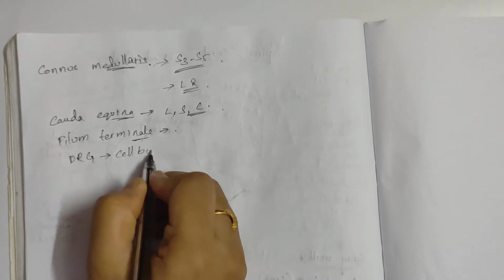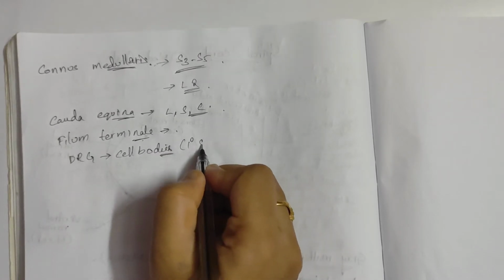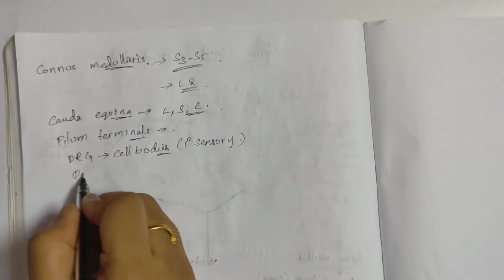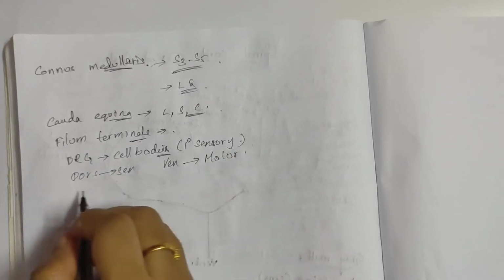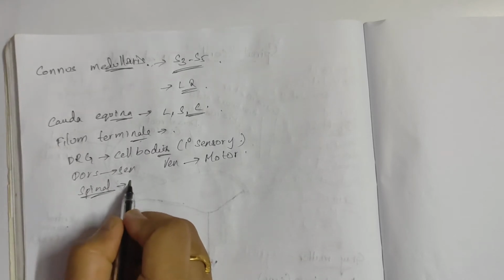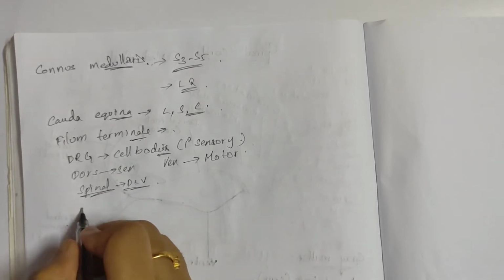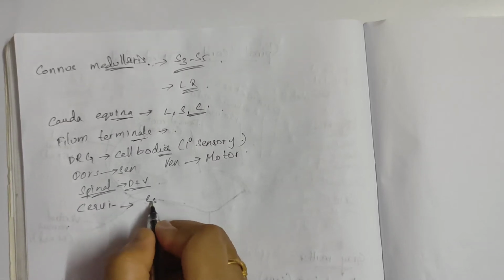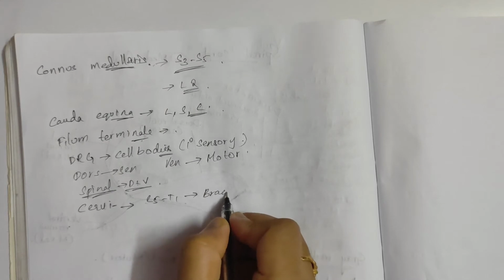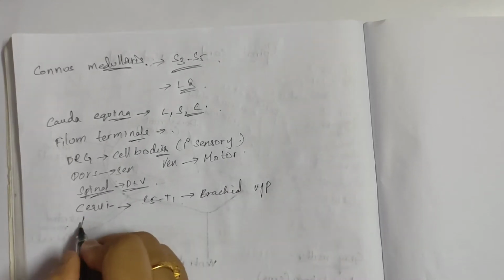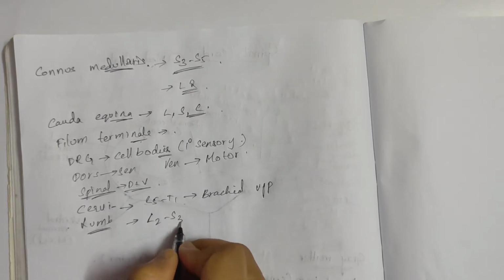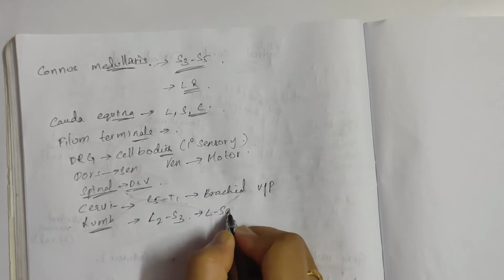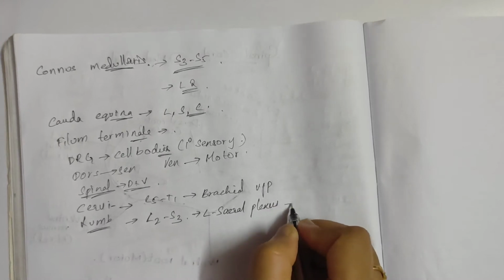Next, the dorsal root ganglia are the cell bodies of the dorsal root, which are primarily sensory neurons. Next we see the dorsal horn, which we know is sensory, and the ventral horn, which we know is motor. Also we can see the spinal nerve, where dorsal and ventral are mixed. The cervical enlargement is C5 to T1, for the brachial plexus for the upper limb, and the lumbosacral enlargement is for the lower limbs, from L2 to S3, that is the lumbosacral plexus.